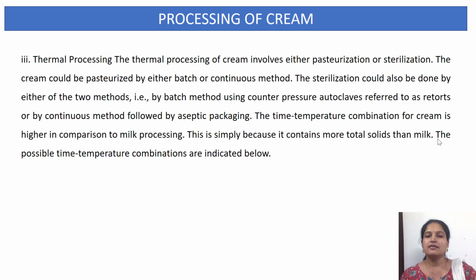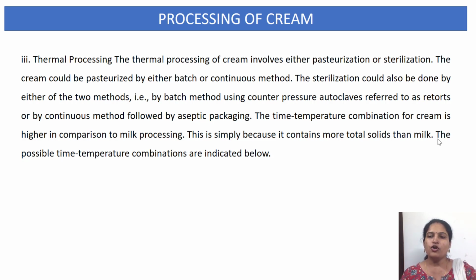Now, thermal processing. The thermal processing of cream involves either pasteurization or sterilization. The cream could be pasteurized by either batch or continuous method. The sterilization could also be done by either of the two methods, that is, by batch method using counter pressure autoclaves referred to as retorts, or by continuous method followed by aseptic packaging.